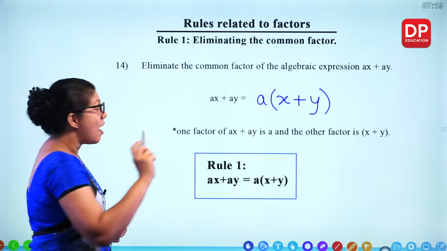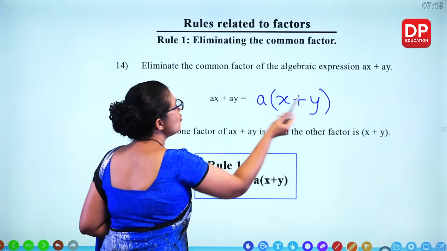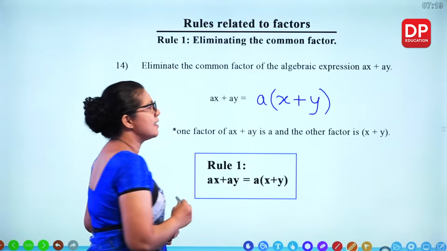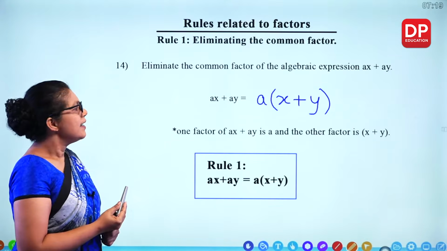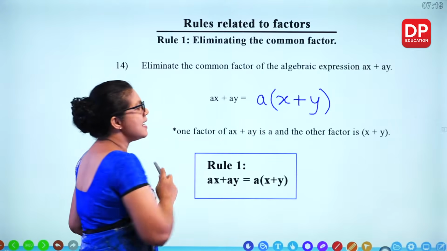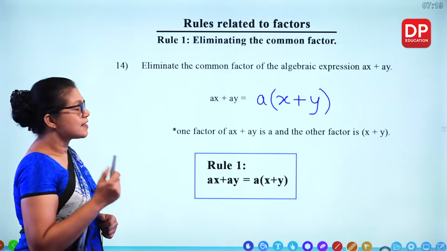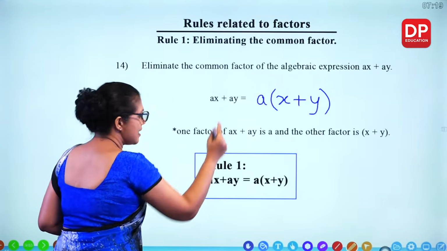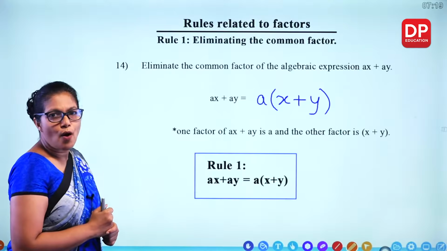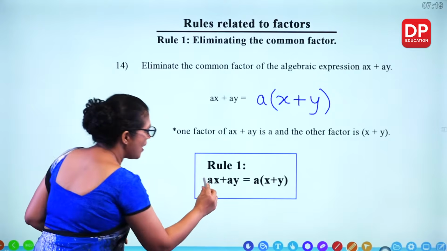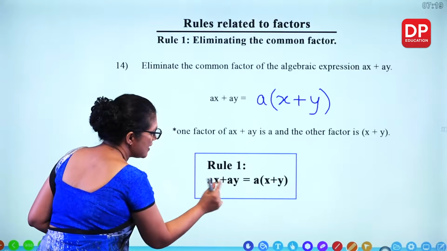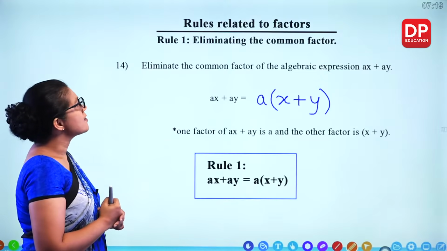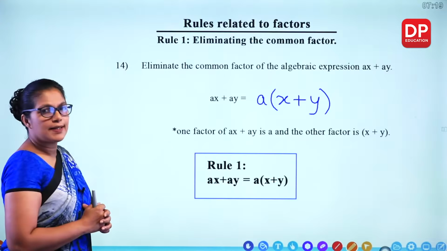You can check again multiplying these two. You need to get this one. a into x plus a into y. ax plus ay. So we can take a letter out from this. So that's the first rule. When you get an expression, taking one letter out from the expression. So rule number 1, if there's 2 expressions like this, one letter is common, take it out. So that's how you factorize.